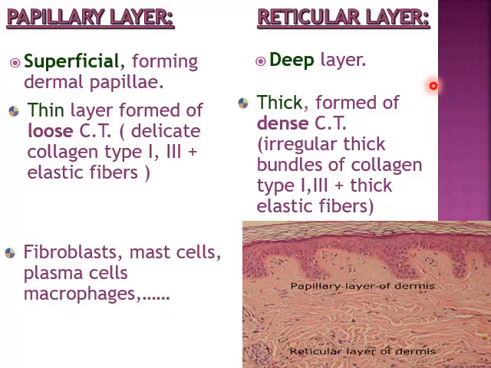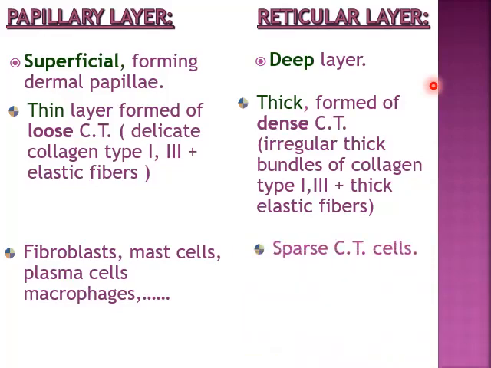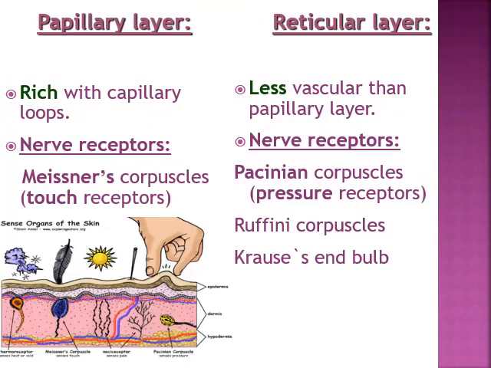The papillary layer is more cellular than fibrous. It contains fibroblasts, mast cells, plasma cells, and macrophages. I mean the connective tissue cells. The papillary layer is richer in blood supply, rich with capillary loops. However, the reticular layer is less vascular. Regarding nerve receptors, the papillary layer contains Meissner corpuscles, which are touch receptors. In the reticular layer, there are Pacinian corpuscles, Ruffini corpuscles, and Krause end bulbs.